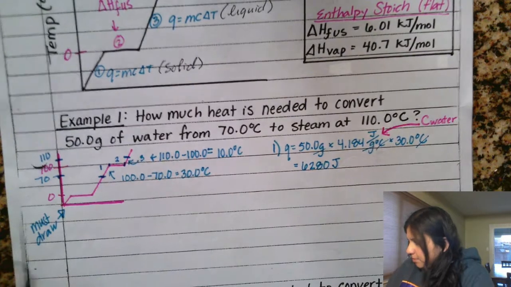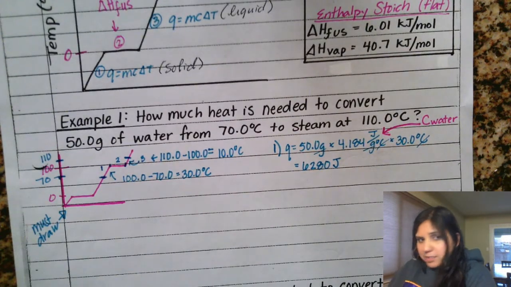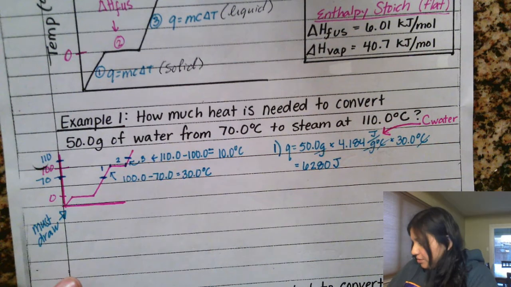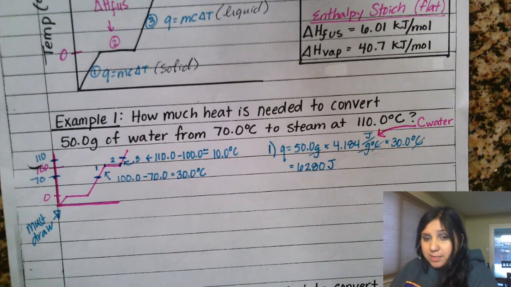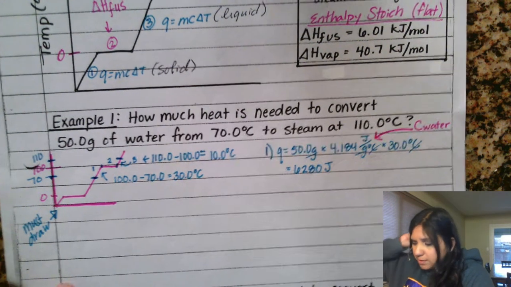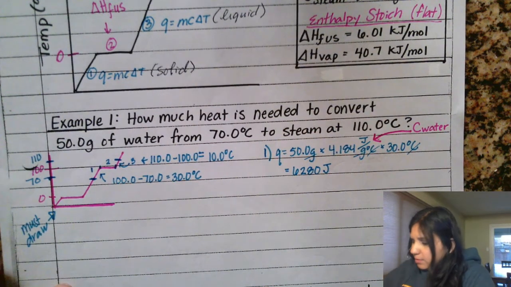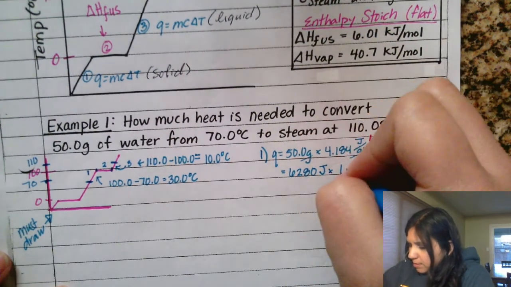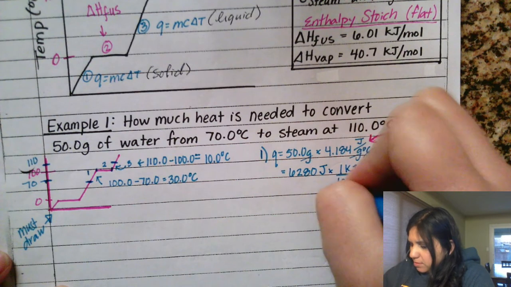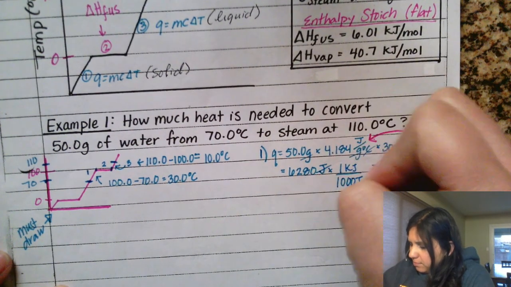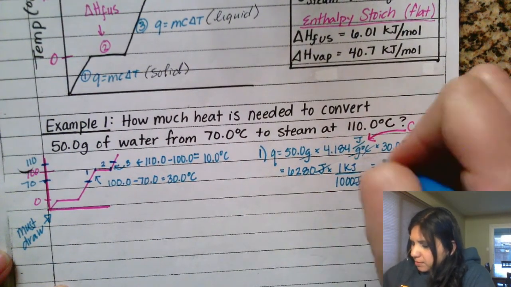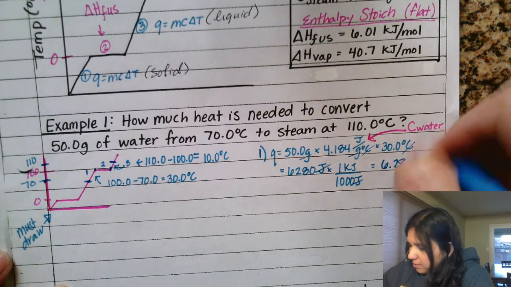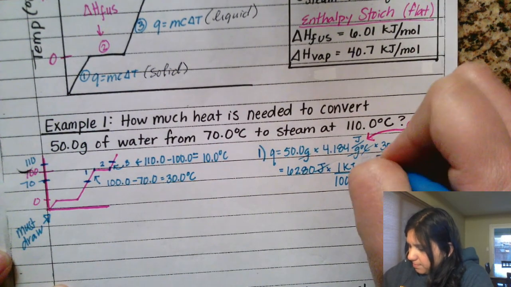All right, so there we've gotten through that segment, but I just told you you need to convert to kilojoules, so let's do that. So we've got 6,280 joules. I would like you to show the work to do this. Okay, so 1 kilojoule is 1,000 joules. And so that just becomes 6.28 kilojoules. Put a box around it.